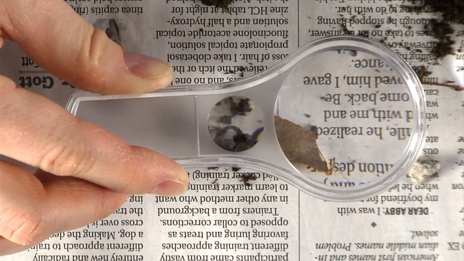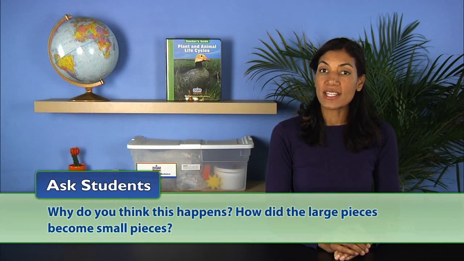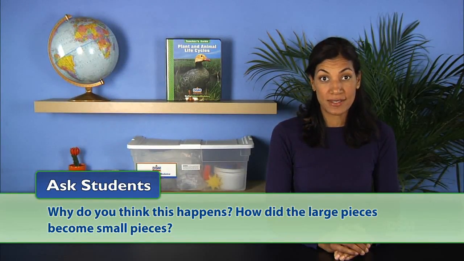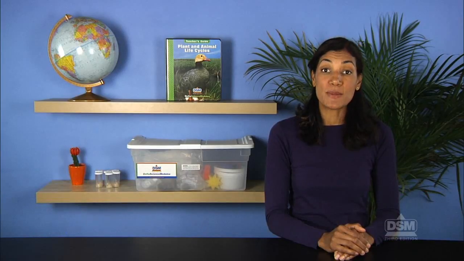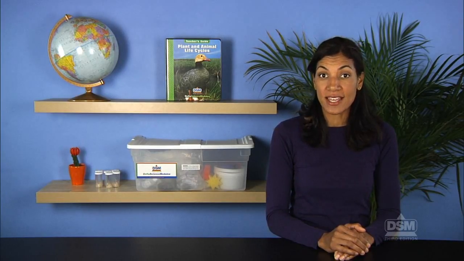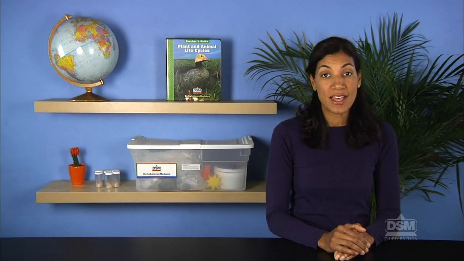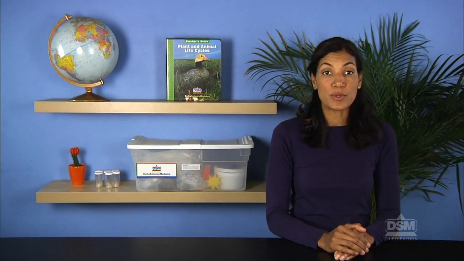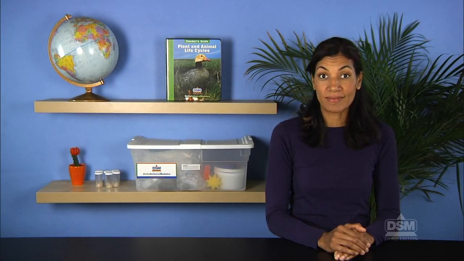Bring the class's attention to the fragments of leaves in the soil that have broken into very small pieces. Ask students, why do you think this happens? How did the large pieces become small pieces? Students should speculate that the leaves decay, breaking down into tiny fragments that become part of the soil itself. The same thing would happen to pieces of fruit or vegetables that were buried in the soil.